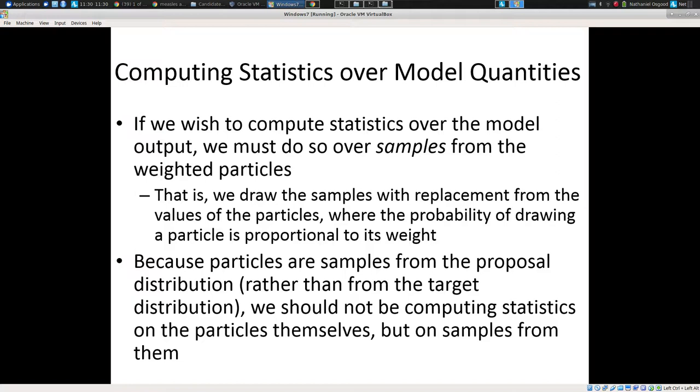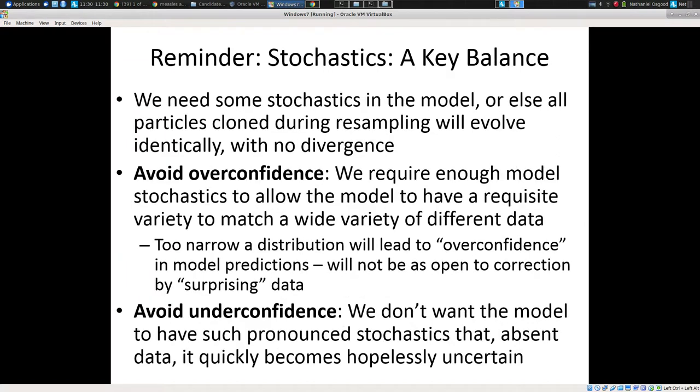So here we are always drawing samples from the weighted particles, and those diagrams that Xiaoyan showed and the diagrams that Anahita showed were therefore sampled from the particles rather than showing all particles. It's not meaningful to talk about all particles because we want to deal with the distribution over the particles as implied by the weights. That's because of importance sampling.